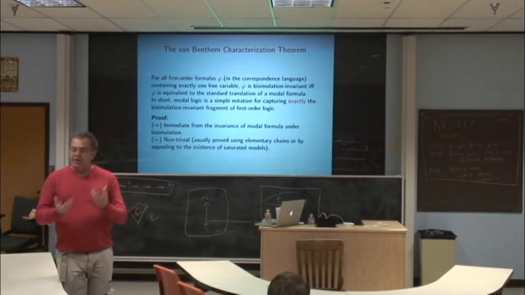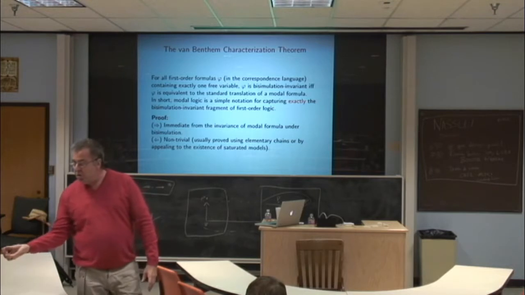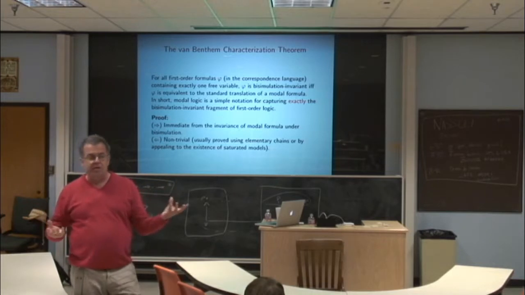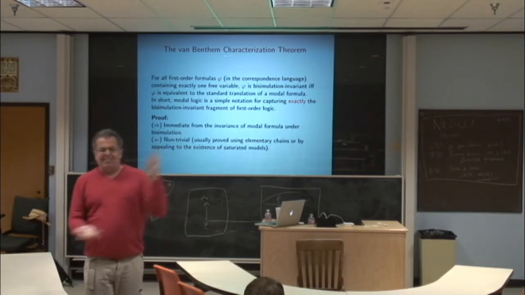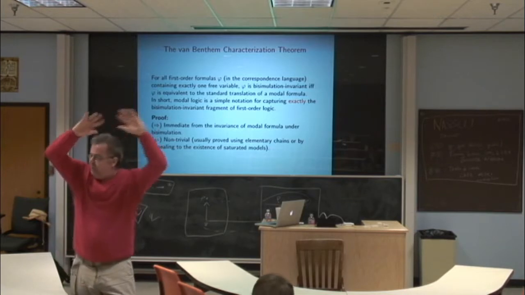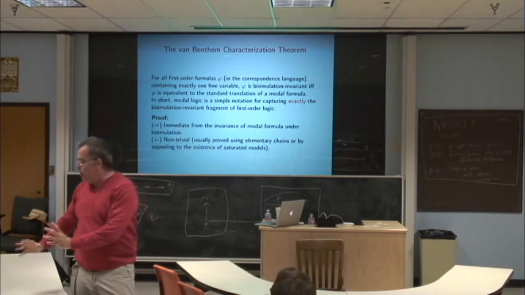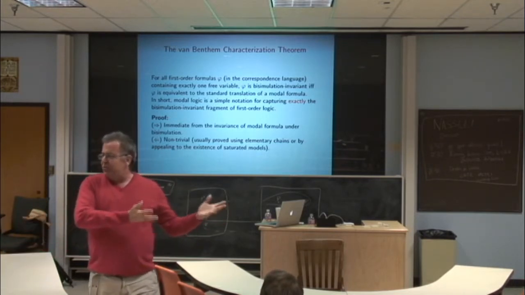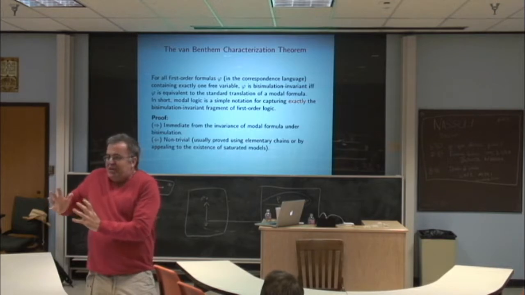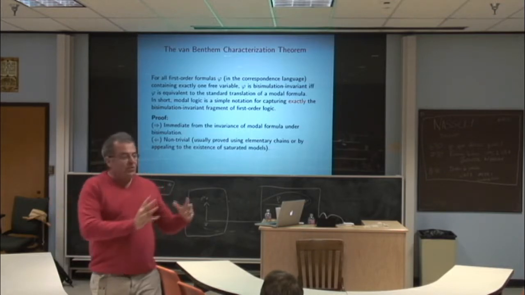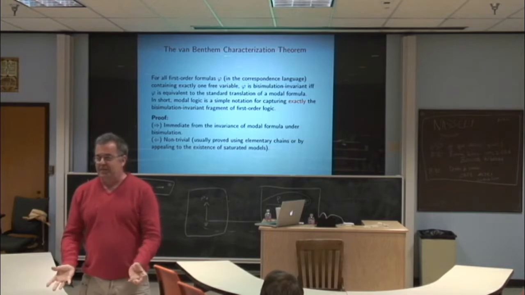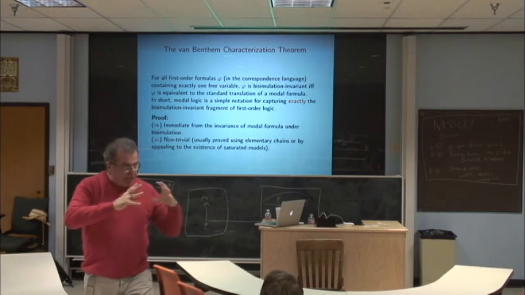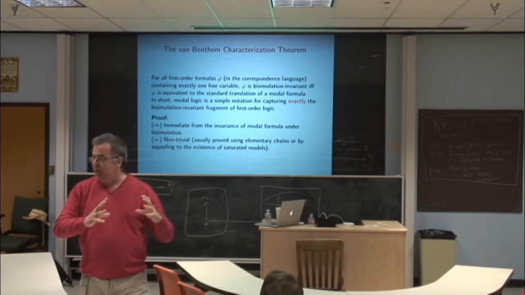He said, okay, we know that we can translate modal formulas into these first order formulas using the standard translation. And it was also clear that there's lots of stuff you can say in first order logic that you can't say in the modal language. The question he asked is, well, okay, but what bit of first order logic do we get? This modal notation is clearly a bit of first order logic, but what do we get? And the answer is very nice. Basically, you're getting exactly that part of first order formulas which doesn't see the difference between bisimilar models.